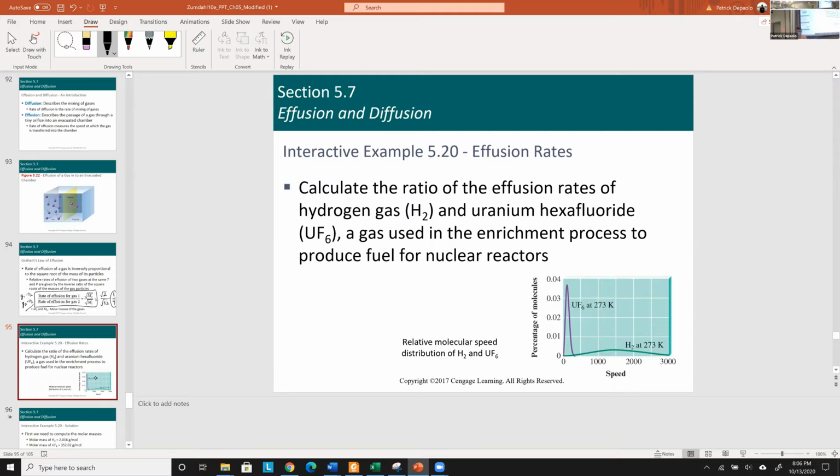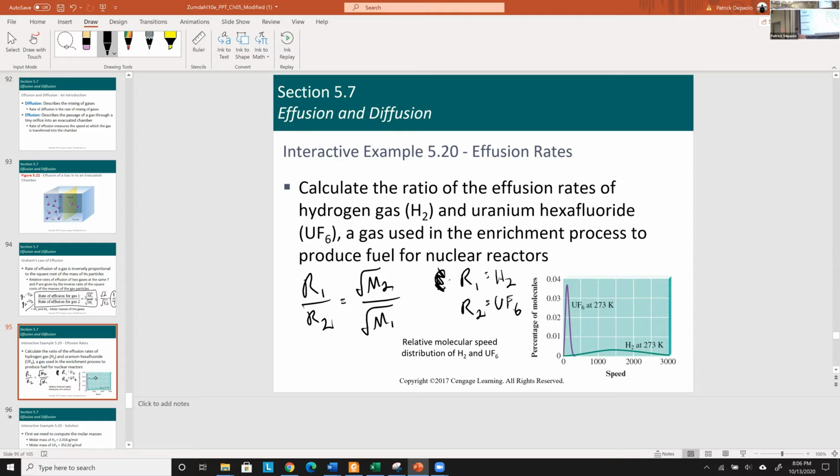So we'll do this one. Calculate the ratio of effusion rates of hydrogen gas and uranium hexafluoride, a gas used for enrichment of nuclear reactors. Okay, so we'll do the rate of 1 over the rate of 2 equals the square root of the molar mass of 2 over the square root of the molar mass of 1. So hydrogen gas we'll call 1. R1 equals H2, R2 equals UF6, and now the molar masses.